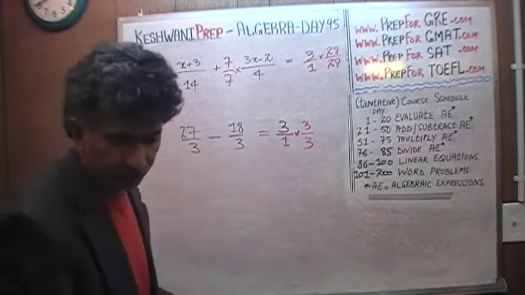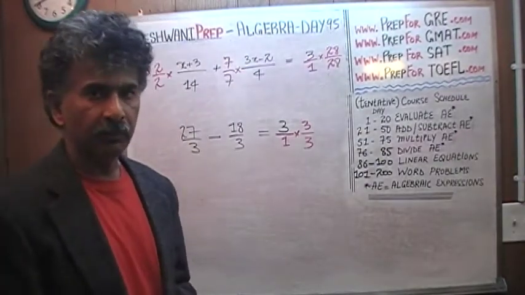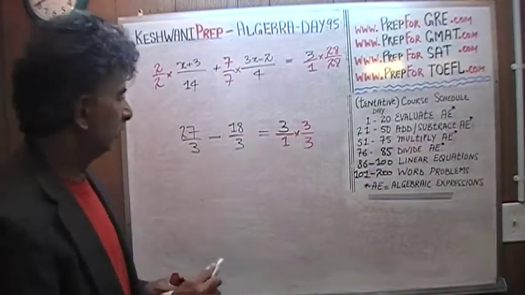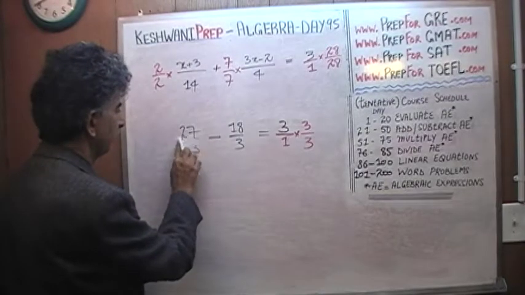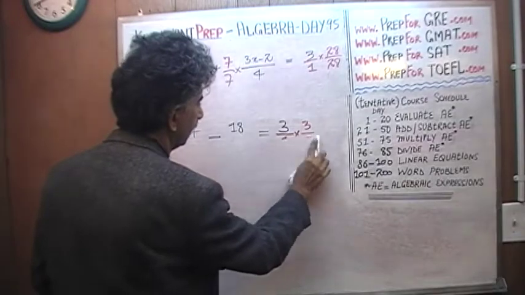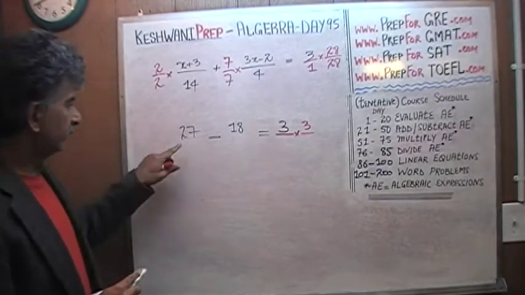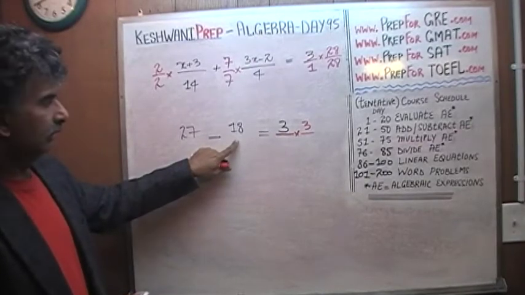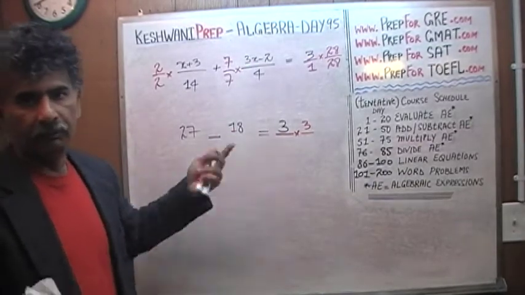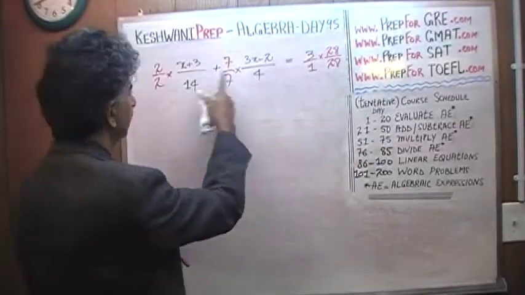Because the entire equation has the same denominator throughout, all the terms, we have the liberty to ignore it if we so choose. Let's not make it complicated. Let's ignore it. If we ignore it, what do we end up saying? We end up saying that 27 minus 18 equals 3 times 3, which is a valid equation. You see? So let's ignore the denominator of 28.